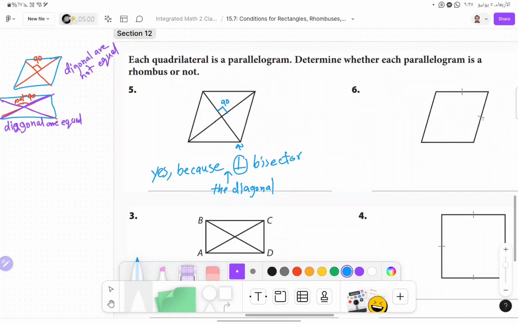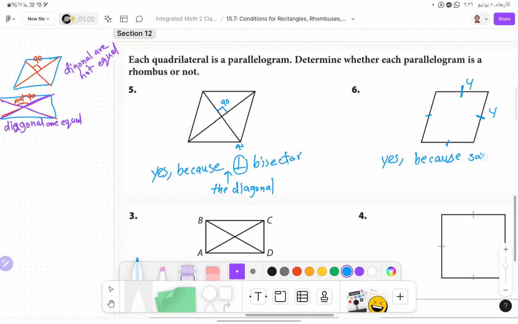Now question number 6, is this one a rhombus? What do you think? It's given that this side here is equal to this side here, and also we know that the opposite sides should be equal, this one to this one, and this side to this one. So is this one a rhombus? Yes, it is a rhombus, because all the sides are equal, this one is 4, this one should be 4.